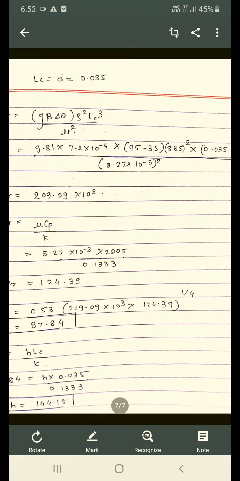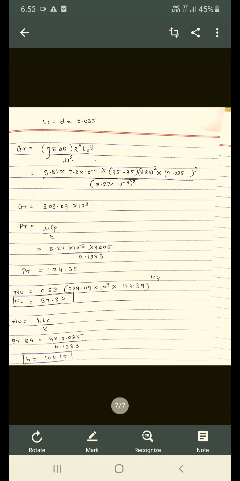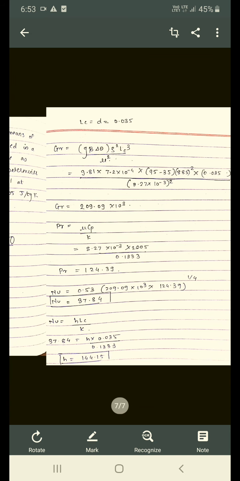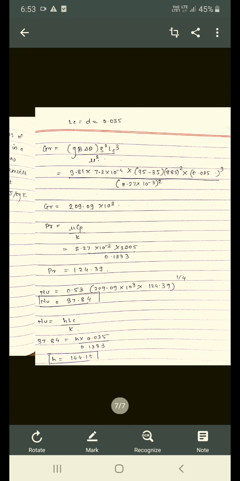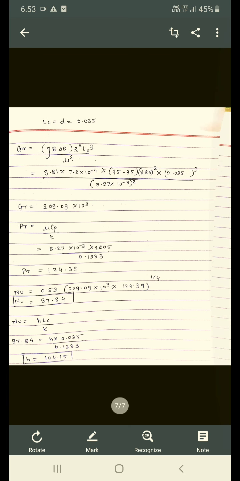So if we conclude these numericals on natural convection, we come to know that in solving problems based on natural convection, we require the Grashof number. It plays a very important role. The Grashof number is G beta delta theta rho square LC cube divided by mu square, and the Prandtl number is mu Cp by K. With the help of these two numbers, we can calculate the Nusselt number, and from the Nusselt number we calculate H. So this is the way of solving numericals on natural convection. Okay, thanks.